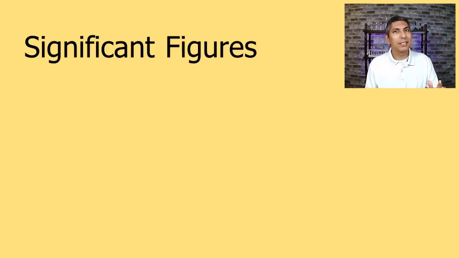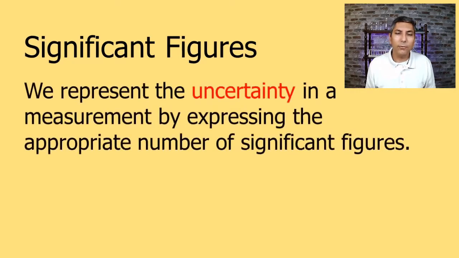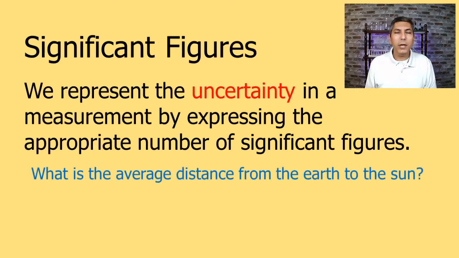So, significant figures help us to represent the uncertainty that we have in a measurement. And we do this by expressing an appropriate number of significant figures. Now, what do I mean by this? Well, what if I were to ask you this question? What is the average distance from the Earth to the Sun? Now, maybe you've learned this in a science class at some point in the past. If you have, you might remember that the answer is about 93 million miles.